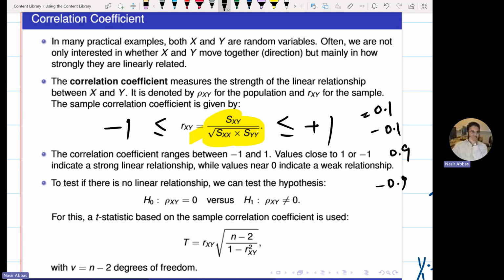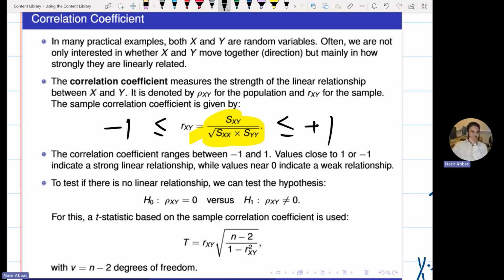So R has two things. Number one, it has a value. Number two, it has a sign. The sign indicates the direction of the relationship. If the sign is negative, that means if one variable increases, the other one decreases, or if the first one decreases, the other one increases. They move in opposite directions. That's a negative relationship. And positive means if one increases, the other also increases, or if one decreases, the other also decreases. That's a positive relationship.